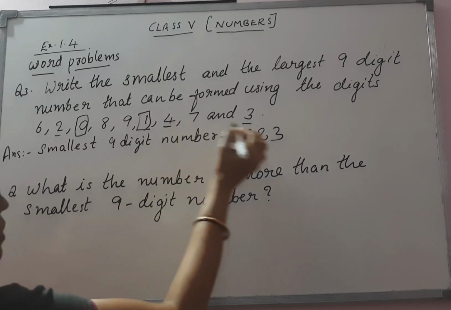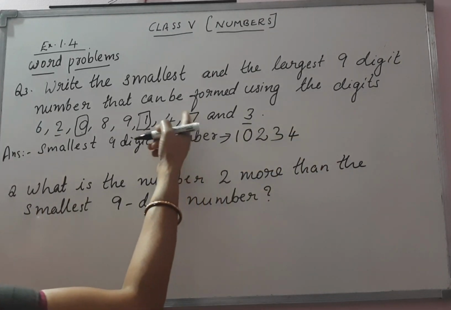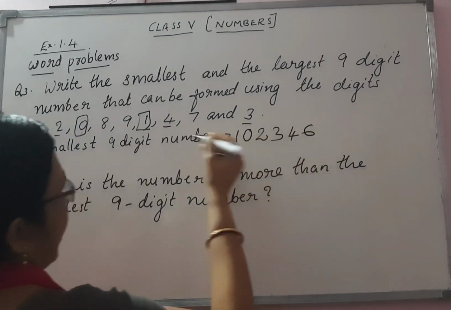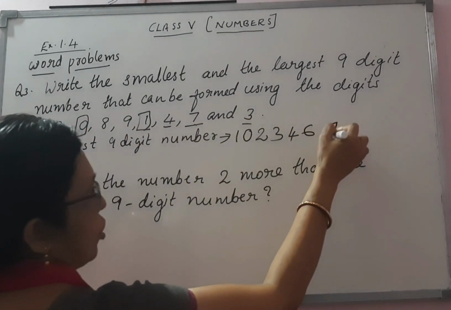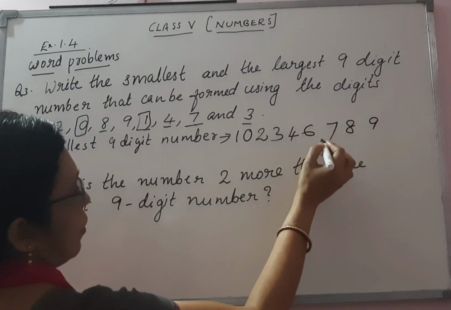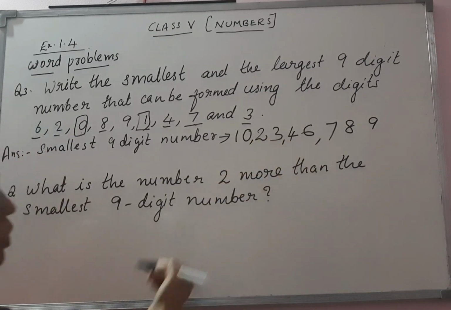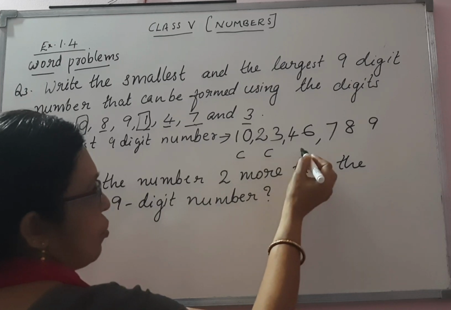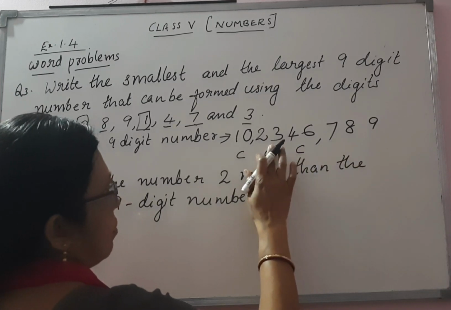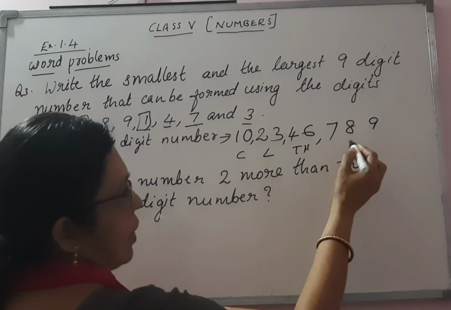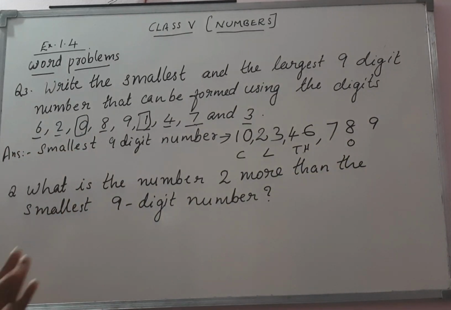Next it is 4, so we can write 4. Next 6 is there, so we can write 6 next. Next 7, only ascending order we are writing the digits. Next 8 and 9. So go through that, what is the number we got. That is 10 crore, 23 lakh, 46 thousand, 789. So we got the smallest 9-digit number using the digits.